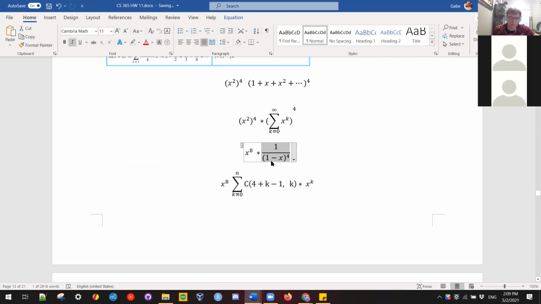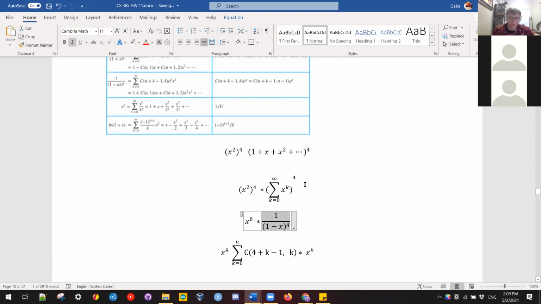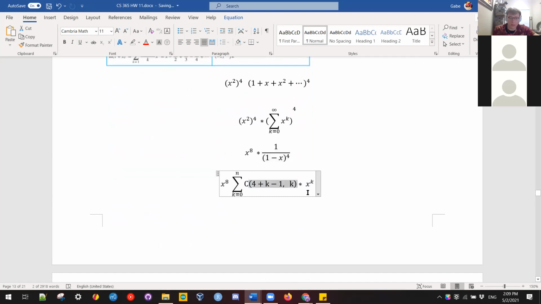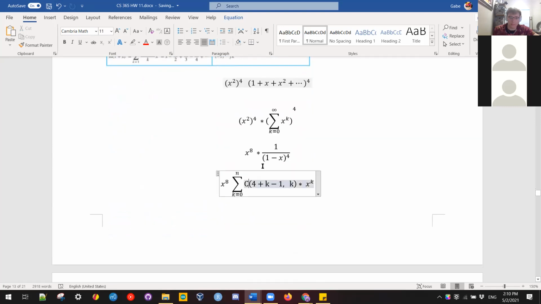So now we're looking back at the table and we're going, okay, what is this one? So 1 over 1 minus x to the n. And so you get your counting formula, x to the k. The reason why this is 4 is because here it says n plus k minus 1, and n is there, 1 over 1 minus x to the n. So n is 4 right here.